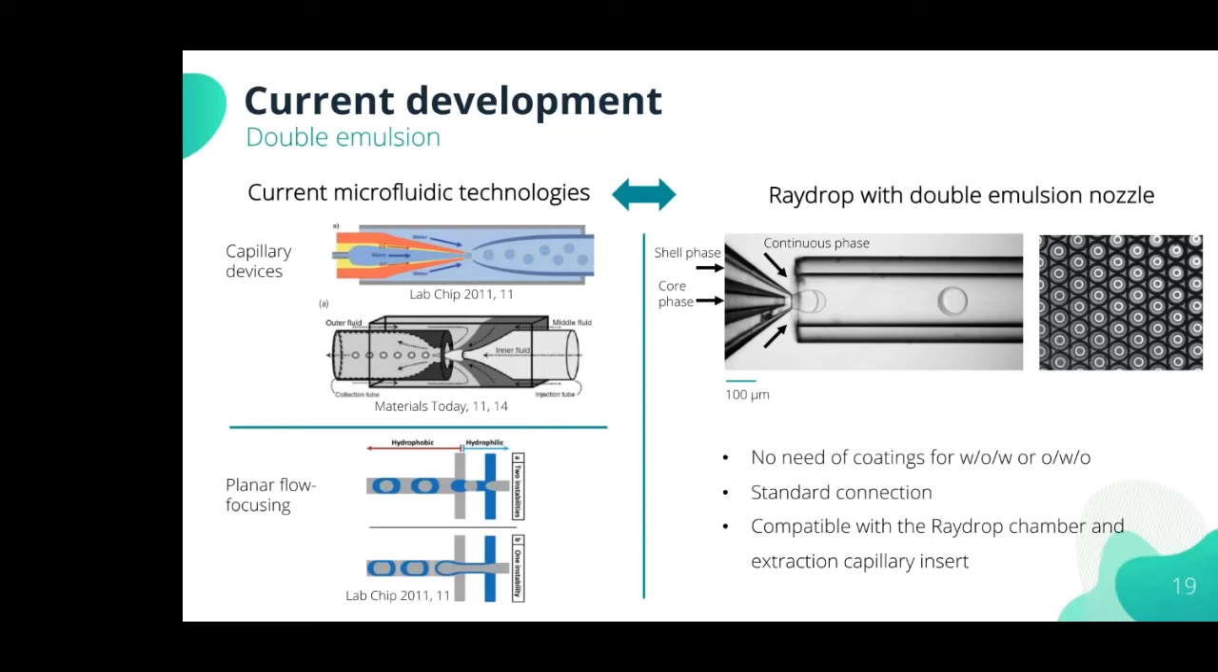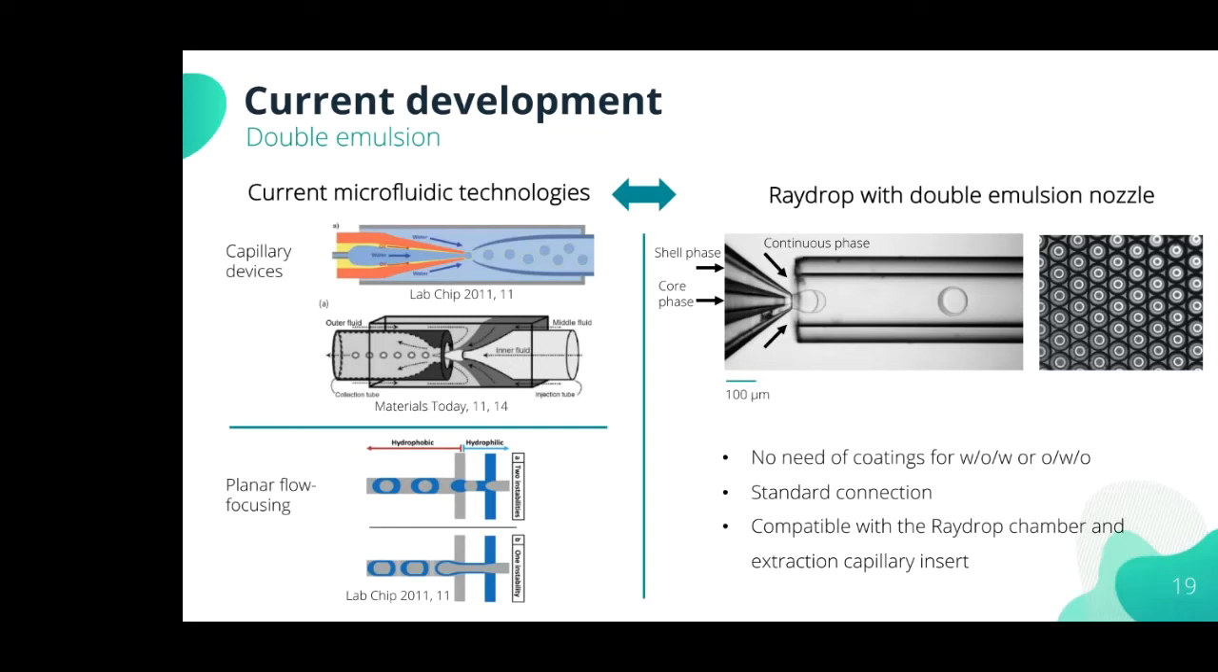With a Raydrop, we propose to generate the double emulsion using a nozzle transporting two phases: the core phase in the center channel of the nozzle and the shell phase in the outer channel of the nozzle, and the continuous phase, as in the simple emulsion, in the chamber.